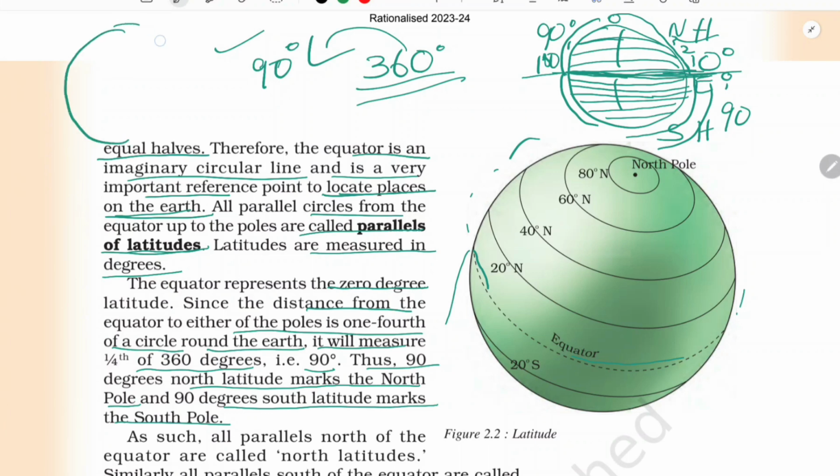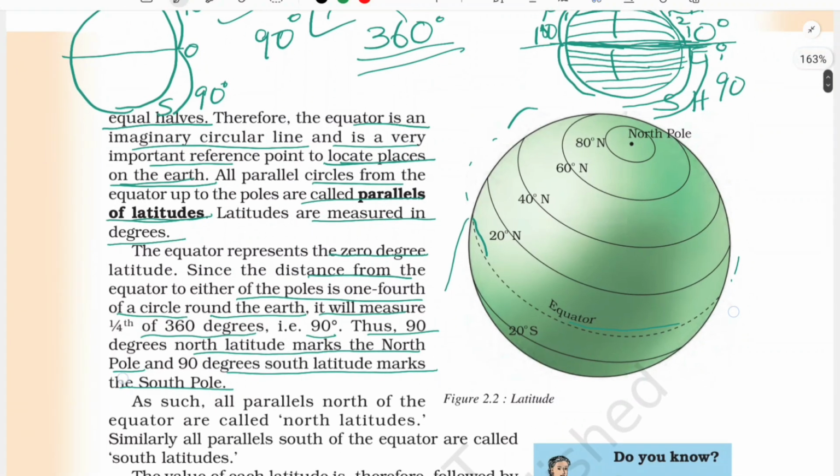Okay, let me draw again here. See, this line is 0, from here till here it is 90 degree, and as this is upward it is north, and here this is south, and from here till here it is 90 degree again, and 90 plus 90 is 180. So same thing on the back side also. So altogether it will come 180 plus 180, it will be 360. I hope this is clear. This was about the degrees of latitudes.